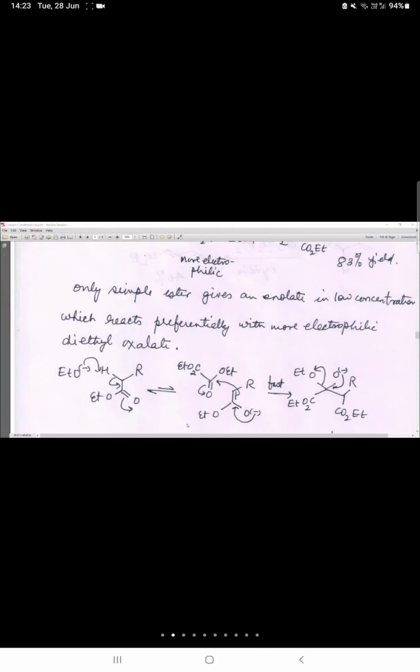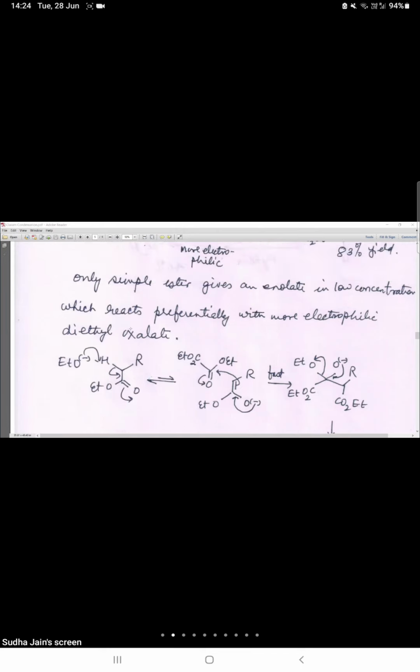Now, how it is going to be formed? Simple, what we have read. Simple ester, enolate banega low concentration. So you are having this enolate generation, and this enolate then reacts with the more electrophilic diethyl oxalate, very fast reaction. And you have anion, which is then leaving group is expelled out.